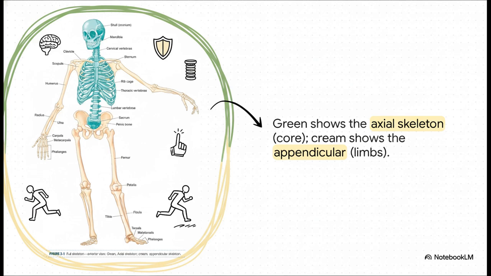And this image also shows a really fundamental division of the body. See the green area? That's the axial skeleton. Think of it as your core, your head, your neck, and your trunk. And all the cream-colored parts? That's the appendicular skeleton, basically your limbs.